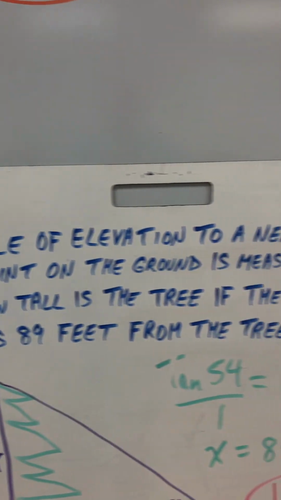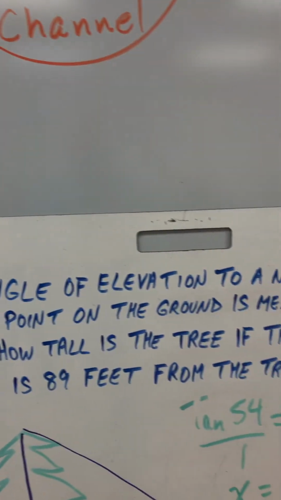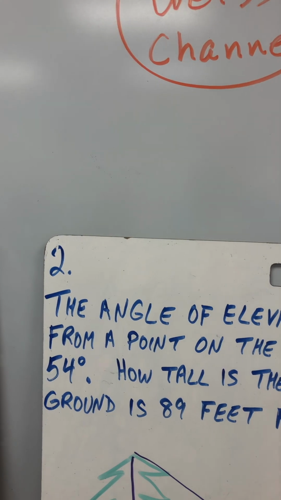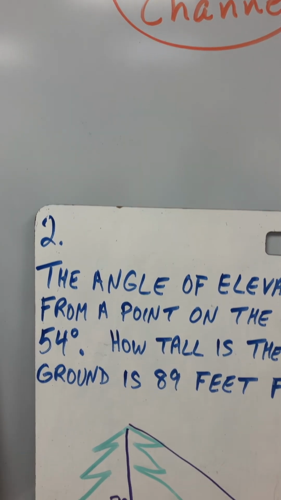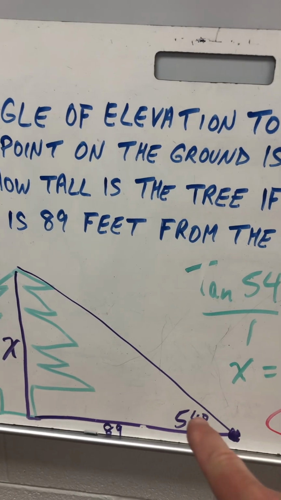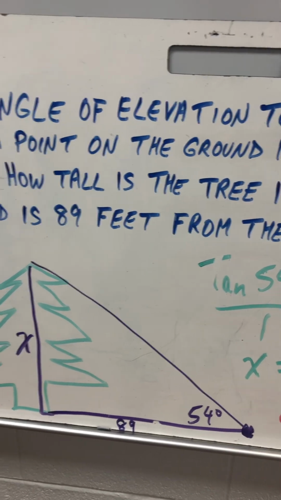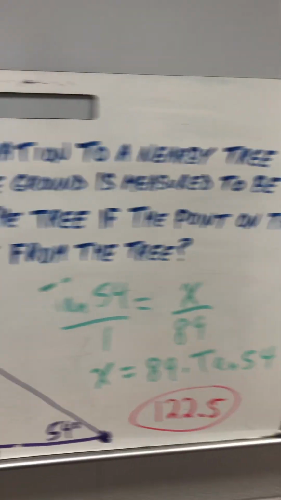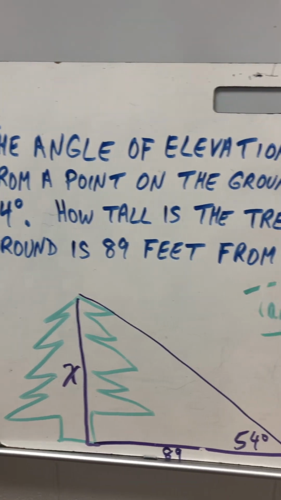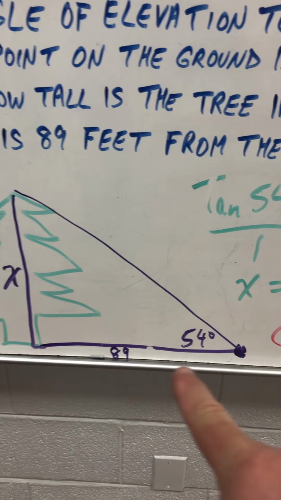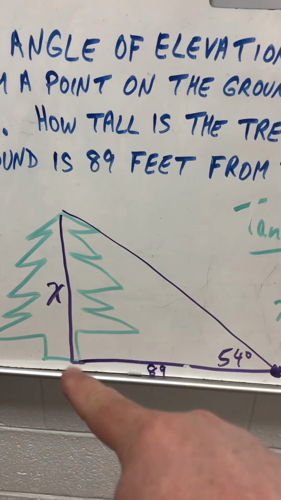The angle of elevation to a nearby tree from a point on the ground is measured to be 54 degrees. Okay, here's a tree. Here's a point on the ground. There's a 54-degree angle. How tall is the tree if the point on the ground is 89 feet from the tree? Here's 89 feet from the tree. How tall is the tree?